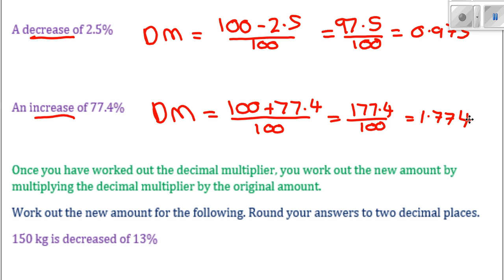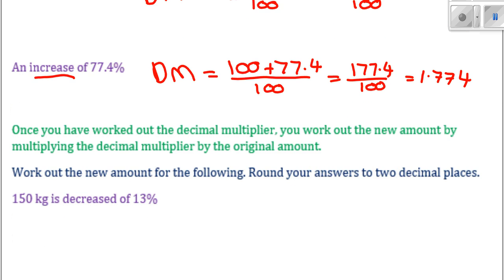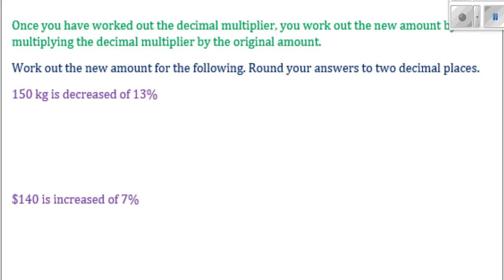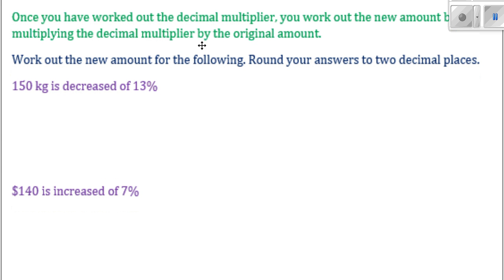Now we get to see why we even bother to find these: so that we can work out the new value using these decimal multipliers. Once you've worked out the decimal multiplier, you work out the new amount. You work out the new amount by multiplying the decimal multiplier by the original amount. So work out the new amount for the following and round your answers to 2 decimal places.